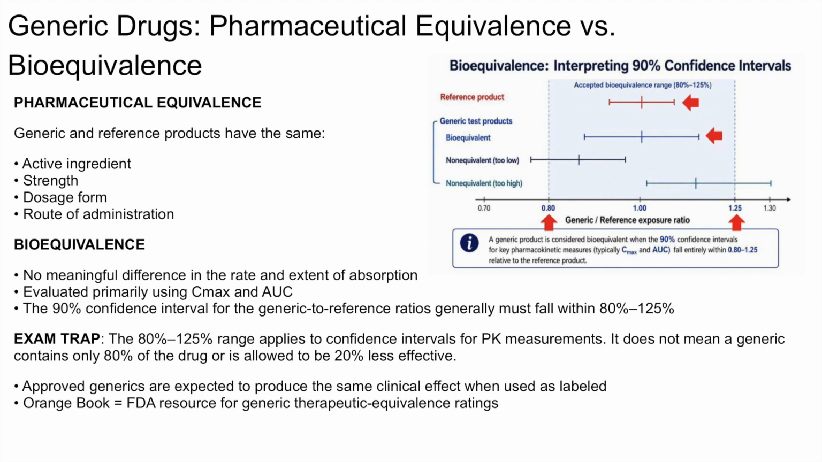The exam trap here is interpreting that correctly. It doesn't mean that the generic contains 20% less medication or is 20% less effective. Approved generics are expected to provide the same clinical benefit when used as labeled, right? So the FDA's Orange Book is a list of therapeutic equivalence evaluations.